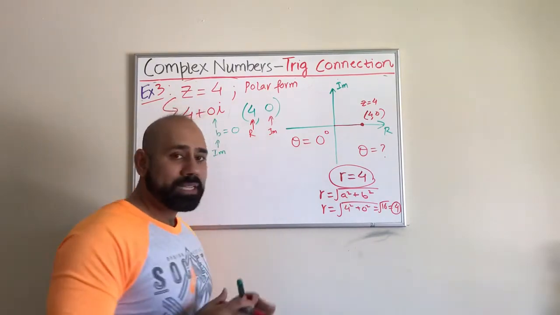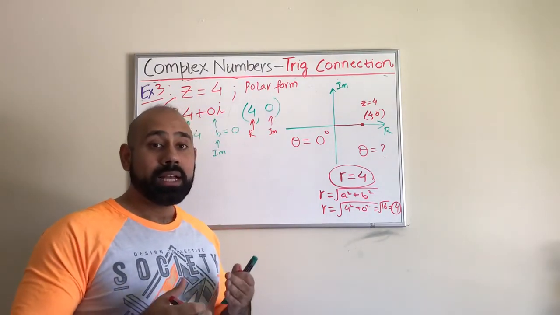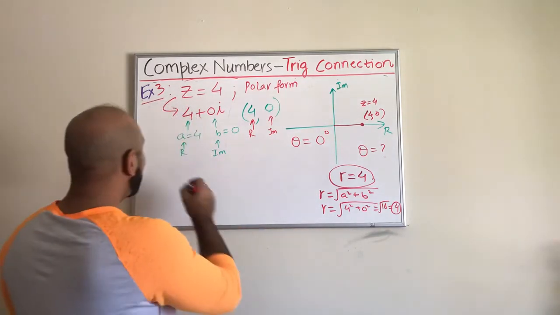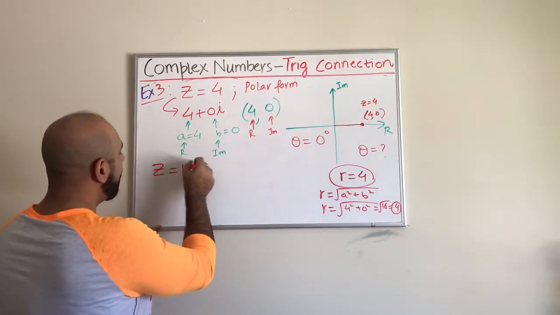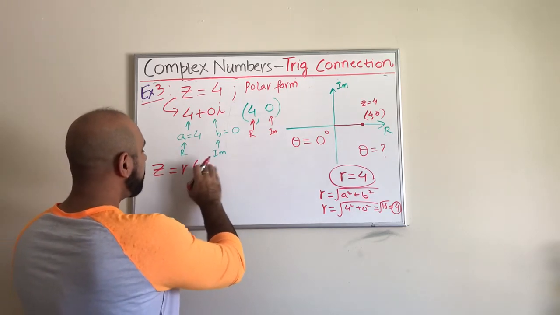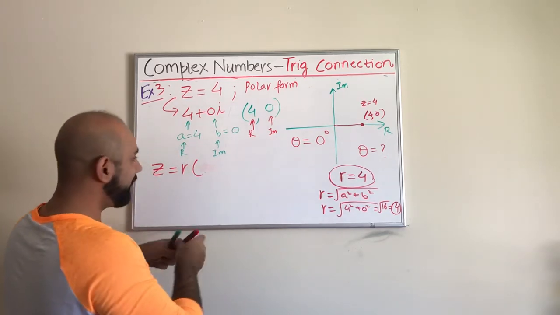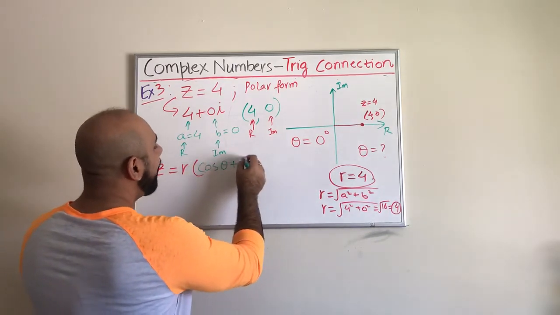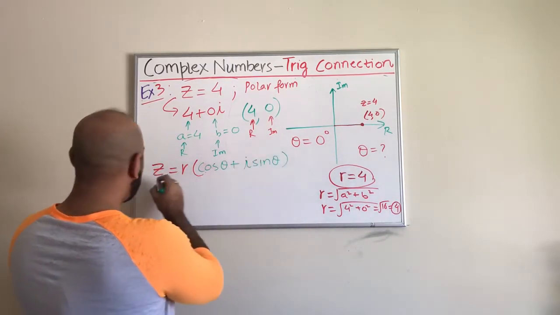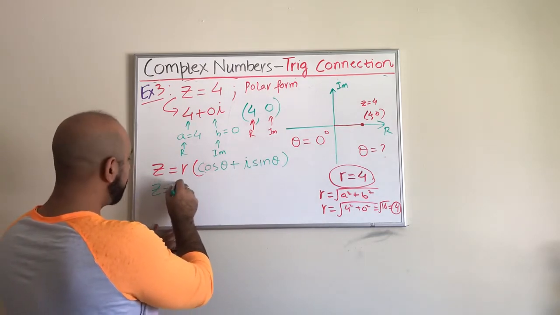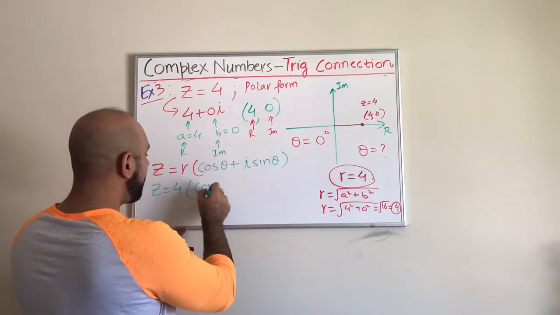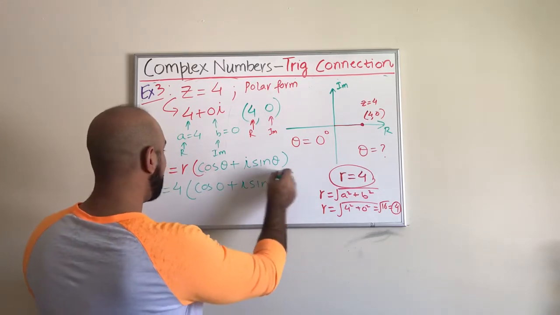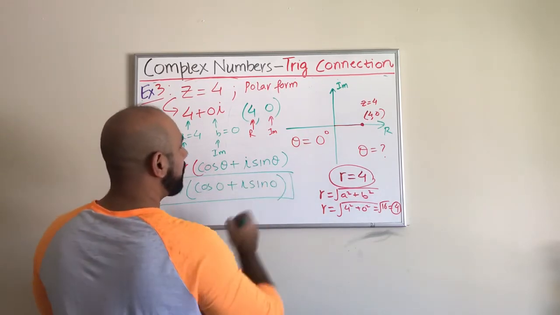Guys, we have both the quantities that we need to write the final answer in the polar form, which we can also think of as the trig form. What is the trig form? The trig form is r times cosine. I don't know why I keep on writing sine. It starts with the cosine first. So r times cosine theta plus i sine theta. So z equals r, which is just 4, times cosine of 0 plus i sine of 0. This would be the polar or the trig form.